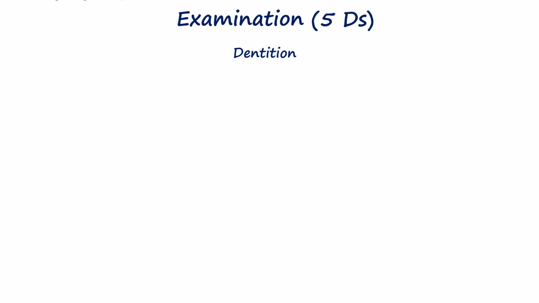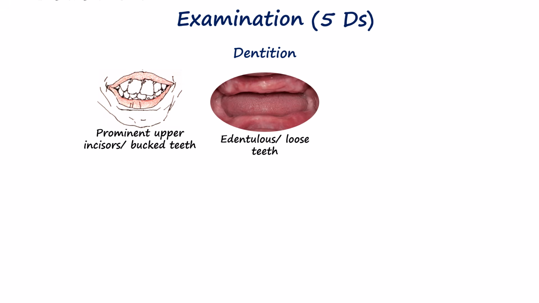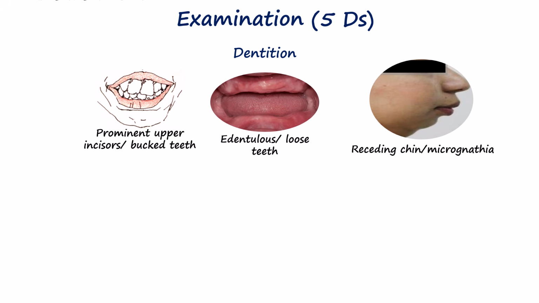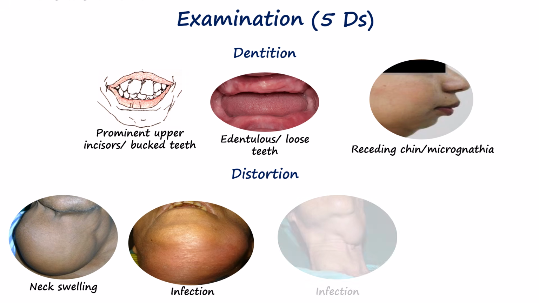In general examination, we basically examine the airway from the mouth to the trachea. An easy way to remember this is by using the mnemonic 5D. The first D is dentition. Here, we look at the patient's teeth and jaw structure. Prominent upper incisors, loose teeth, edentulous gums, or a receding chin can all make bag and mask and laryngoscopy more difficult. The second D is distortion. This refers to anything that alters the normal anatomy, such as swelling, infection, tumors or trauma.